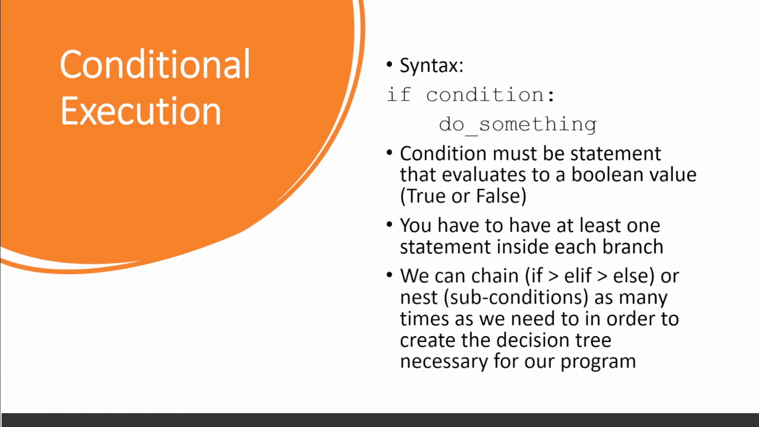And we have to have at least one statement inside of each branch of that tree that we want to create. If we want to have a true, we want to have a false. We can have other options if we want to. We can chain or nest and add some subconditions. So, if this is true, we can check something else to see if something else is true.